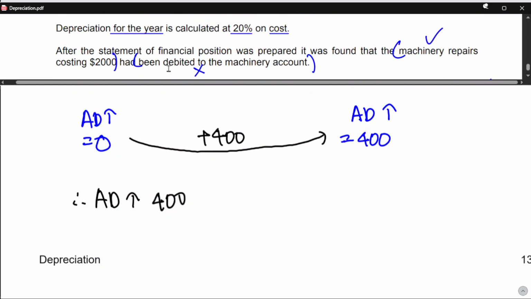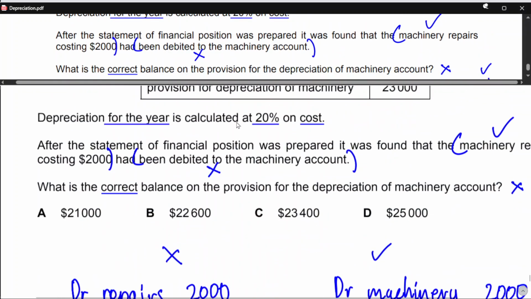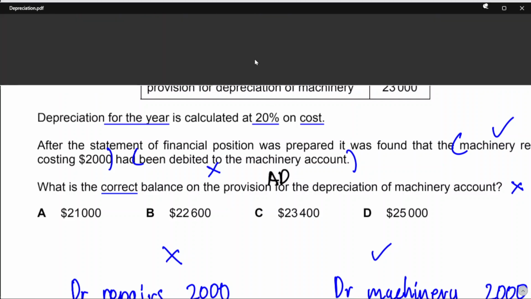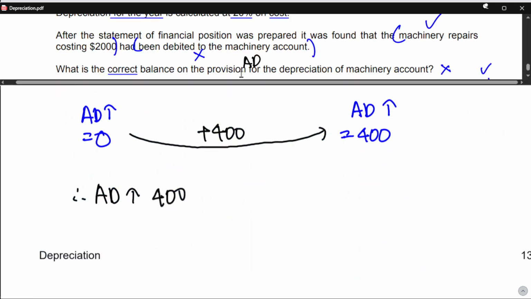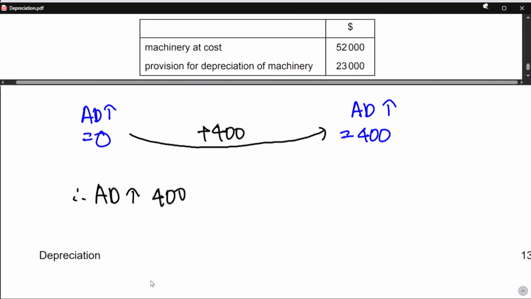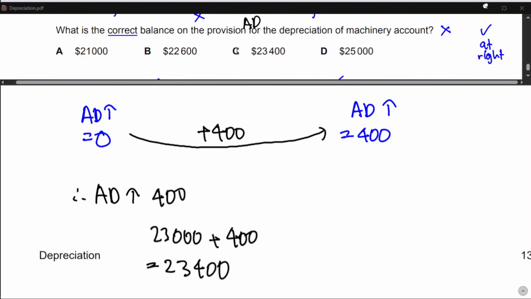Okay. So the question wants us to find AD. Previously the AD is 23,000. Now add 400, then it is 23,400. So the AD will be 23,400. So it's C.